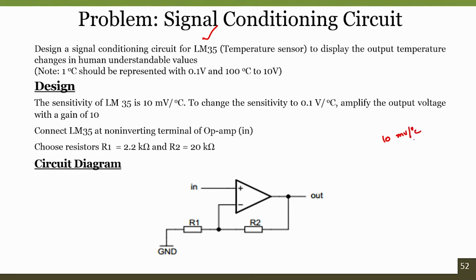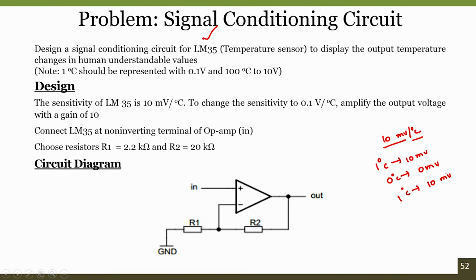What does it mean? Every change of 1 degree centigrade changes the output voltage by 10 millivolt. So 1 degree centigrade will be represented by 10 millivolt. If it doesn't have any offset, this will be the starting point. So 0 degree will be shown as 0 millivolt, whereas 1 degree centigrade will be shown as 10 millivolt. Any change in a degree will correspondingly change the output voltage.